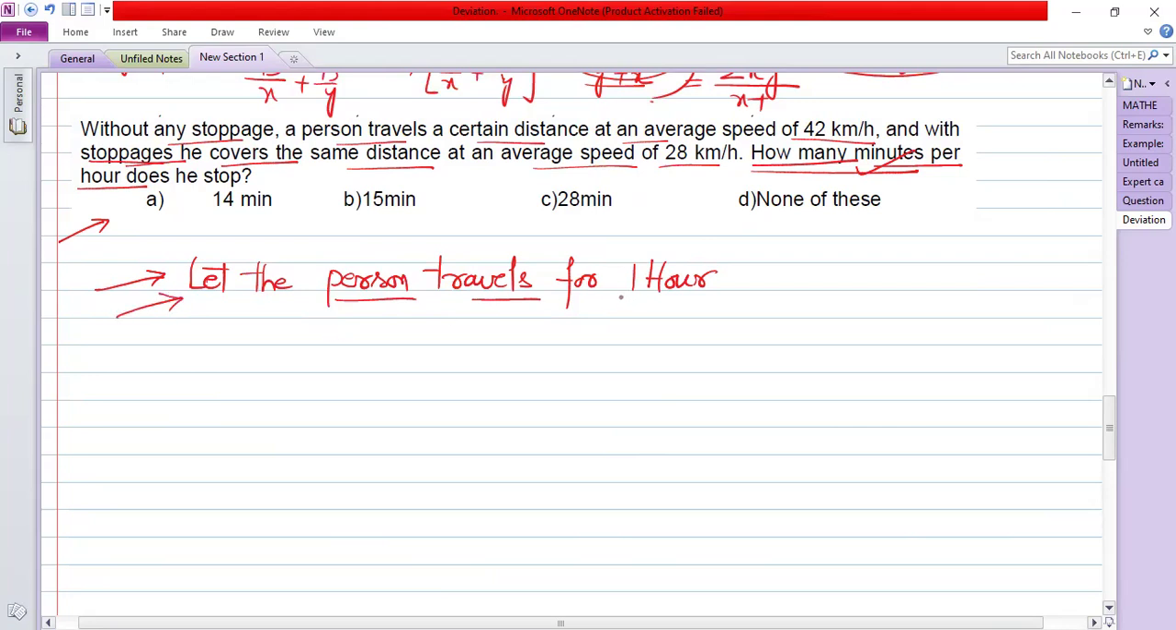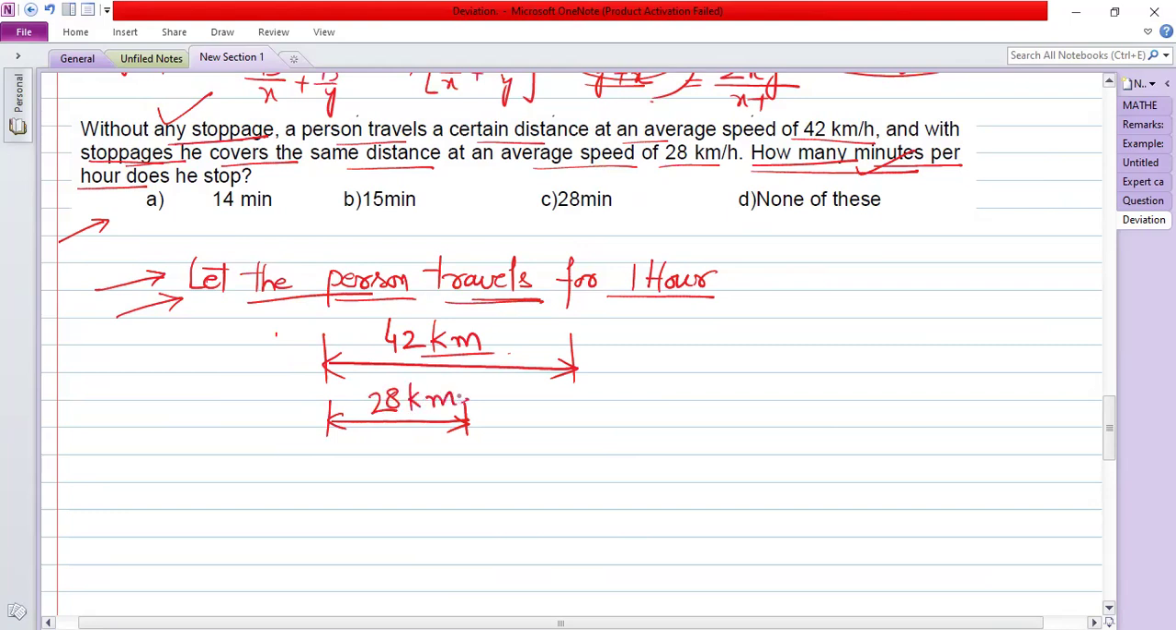Now, since he has traveled for 1 hour, without any stoppage, how much distance will he cover? The distance covered will be 42 kilometer. And with stoppages, how much distance will he cover? The person will cover 28 kilometer, since he has traveled for 1 hour.